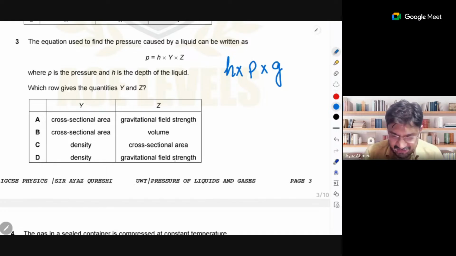The density and gravitational field strength, right? So this is density, gravitational field, and this density, so option D would be the right option.